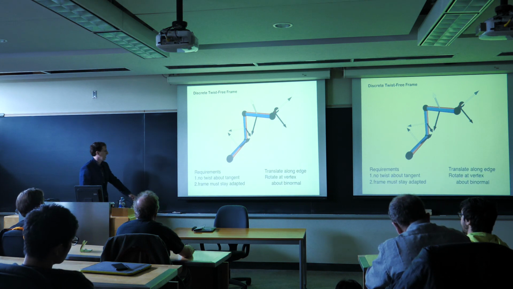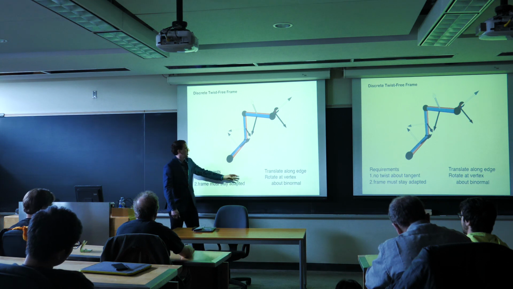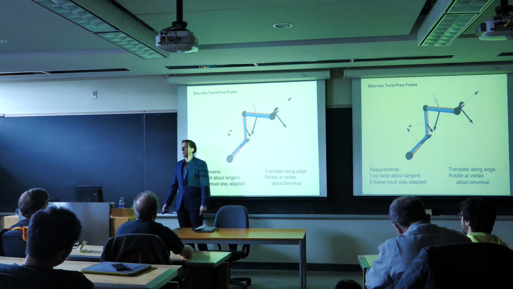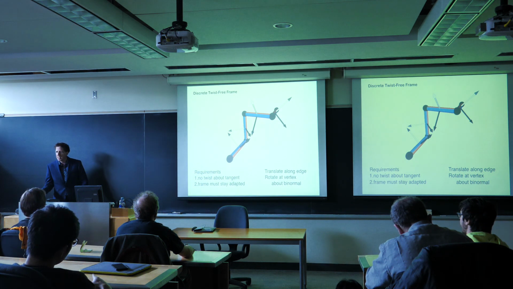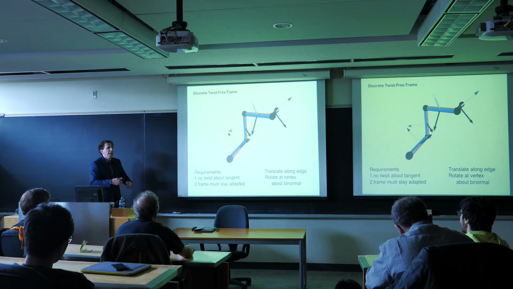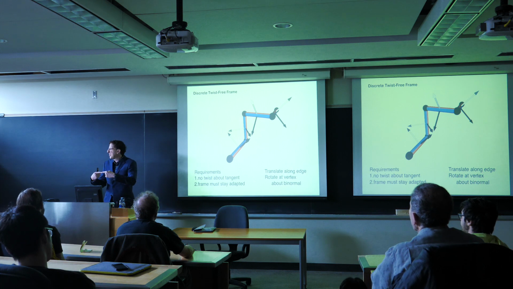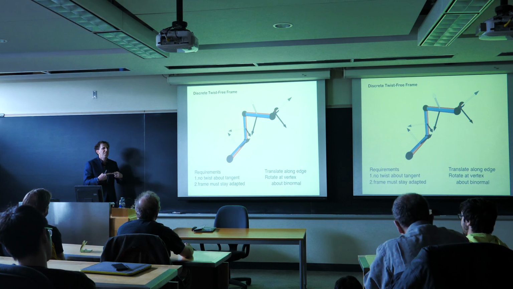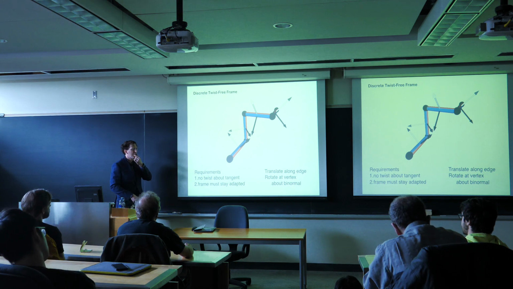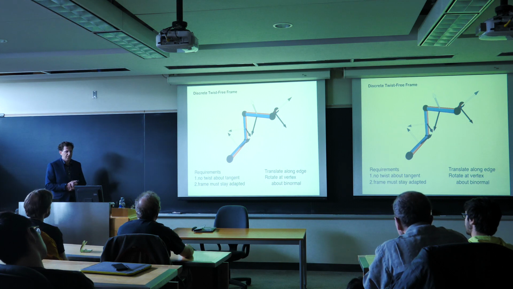And what's the definition again? No twist about the tangent. The frame must stay adapted. And so basically at every vertex, we must rotate about the binormal. That is, take the cross product of the two edges and rotate about that. If the edges are parallel, no problem, because we're rotating by the curvature binormal. So when the edges are parallel, the binormal may not be defined, but the curvature binormal is defined. It's zero. There's a zero rotation. So it's a nice, well-defined way to set this twist-free frame.